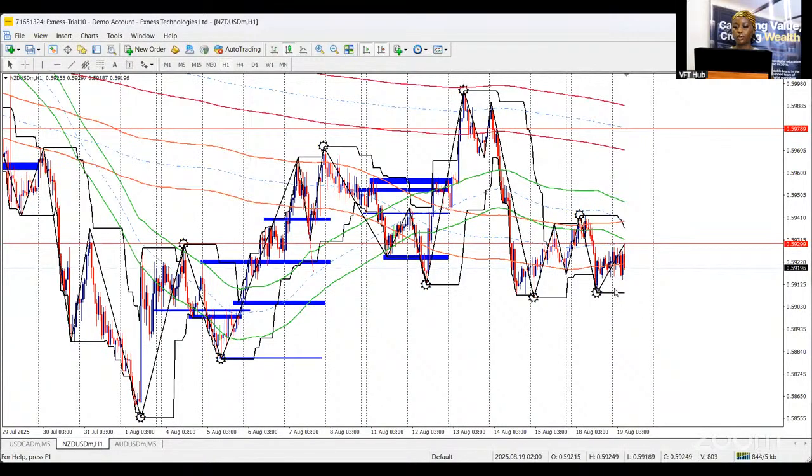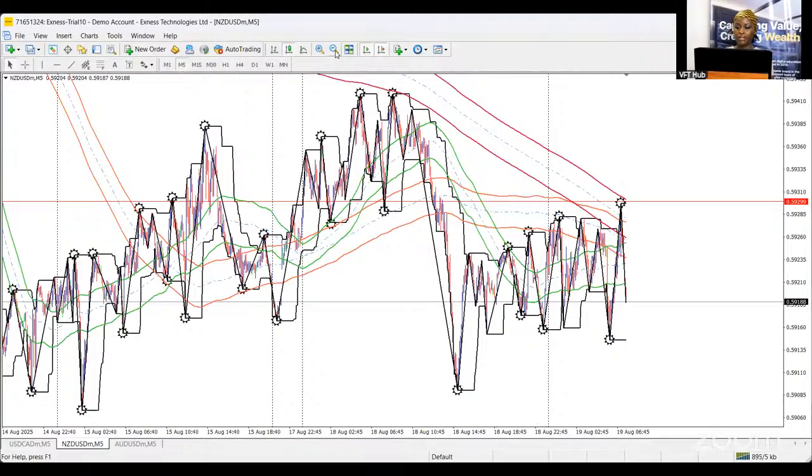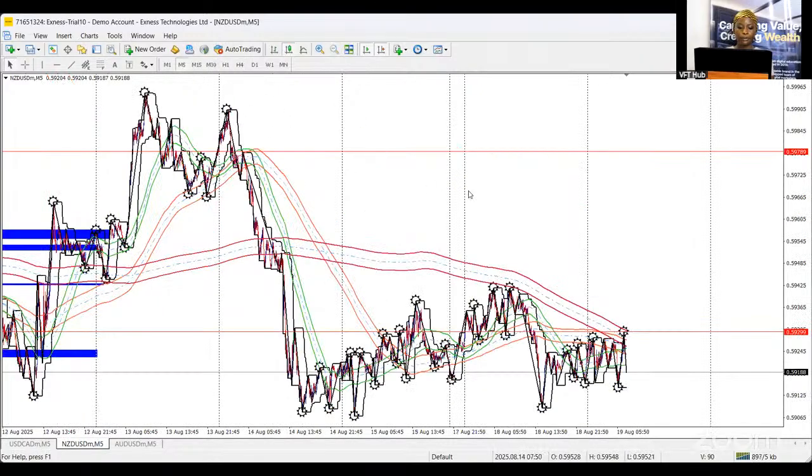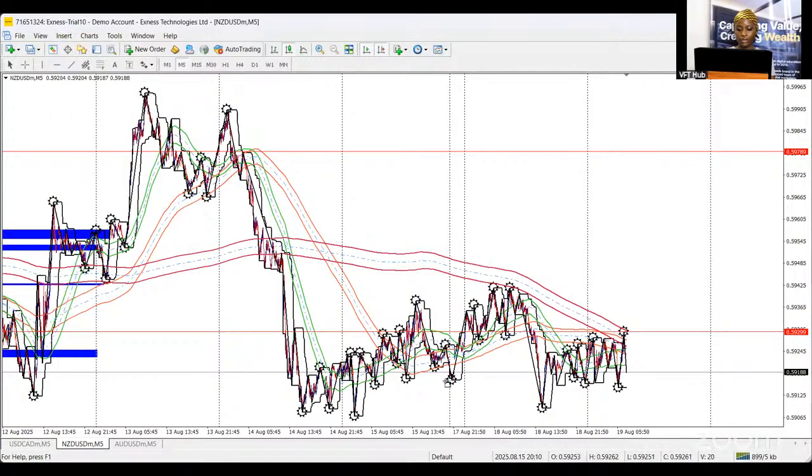Right. So POI 1, price tapped into it. POI 2 is somewhere around here. Are you going to buy in here and then hit this resistance, keep trading lower, or go all the way up at 0.59789? So let us see. Let's go to M5. This is what we call multiple time frame analysis. It gives you different pictures of what price is doing from the high to the low.